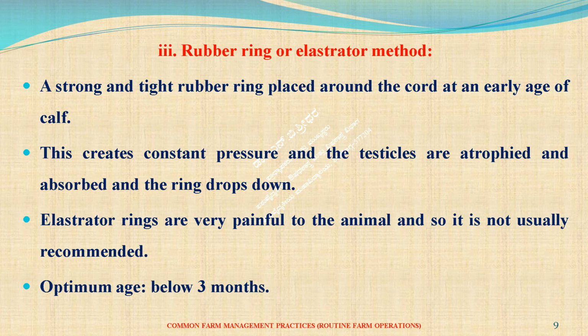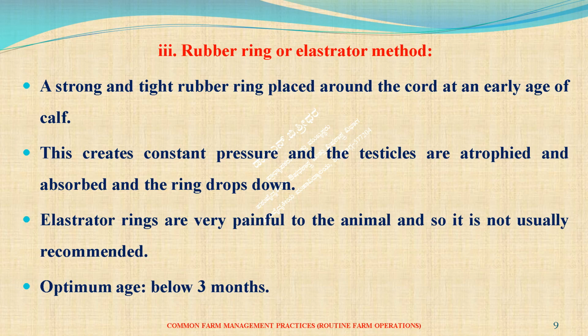In the rubber ring or elastrator method, a strong and tight rubber ring is placed around the cord at an early age of the calf. This creates constant pressure on the testicles, which are then atrophied and absorbed, and the ring drops off. But elastrator rings are very painful to the animal, so as per animal welfare standards it is not usually recommended. Nowadays that type of castration is not recommended.